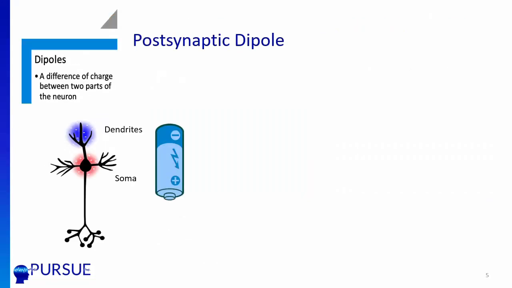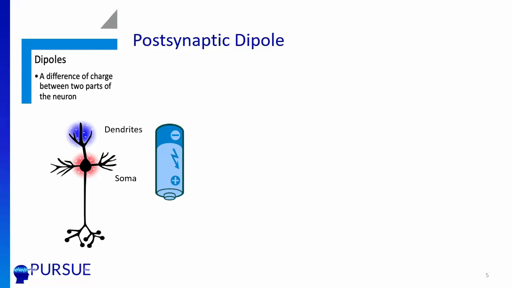I will say that if you want more detailed information on dipoles, go to the Steve Luck Chapter 4 videos, Generation to Propagation of ERPs. He goes over this in much more detail. This is a pretty superficial description here, just so you have an idea.